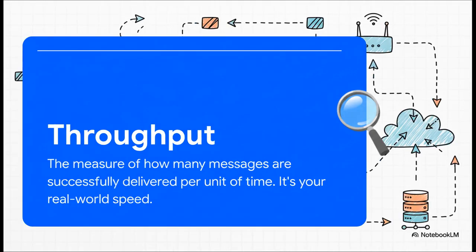But, as we all know, potential isn't the same as reality. That's where throughput comes in. Throughput is how much data actually makes it through successfully. So if bandwidth is the number of lanes on the highway, throughput is the number of cars that actually get to their destination during rush hour with all the traffic jams and slowdowns. Throughput is your actual, real-world speed.